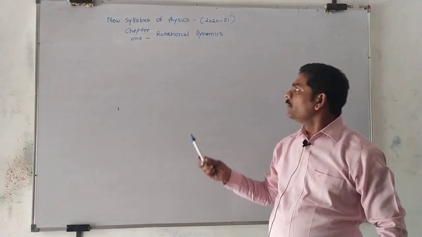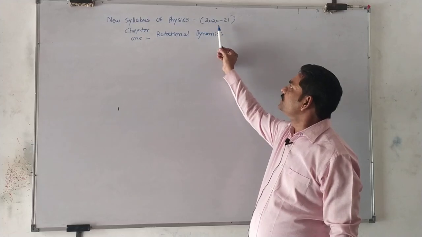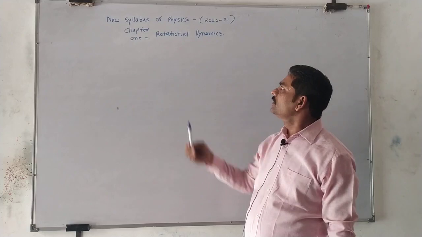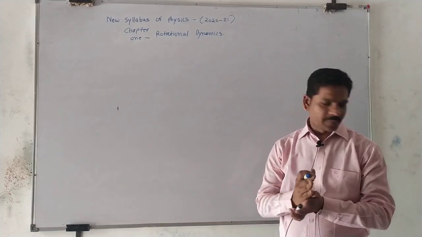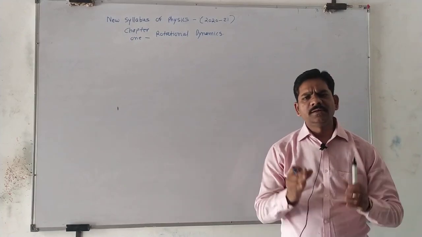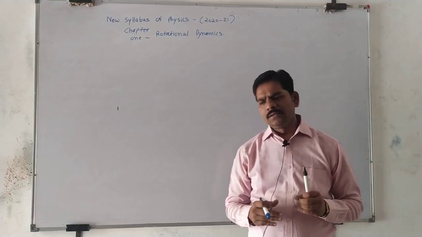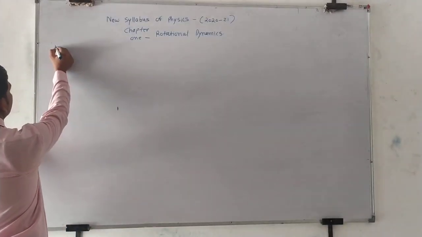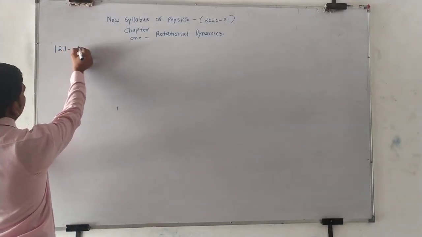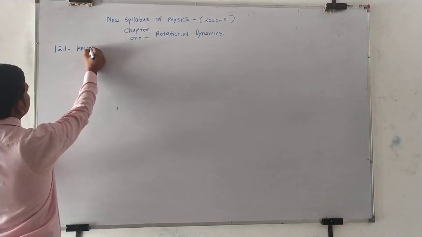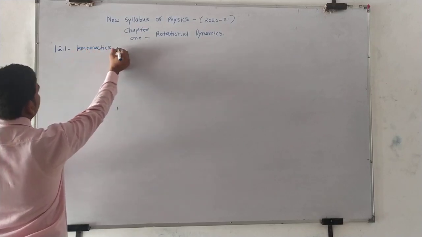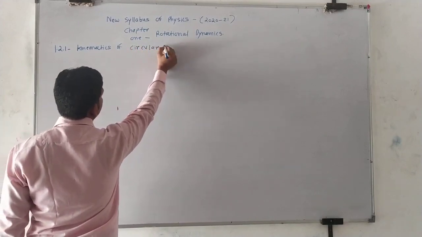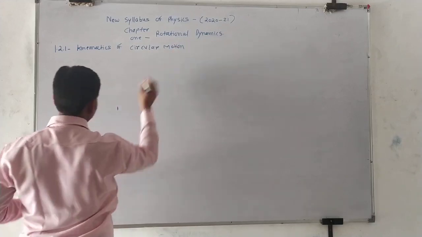What do we learn? We learn the new syllabus of physics for the year 2020-21. Chapter number 1, rotational dynamics. The topic we have to discuss is 1.2.1, kinematics of circular motion. This is our title.